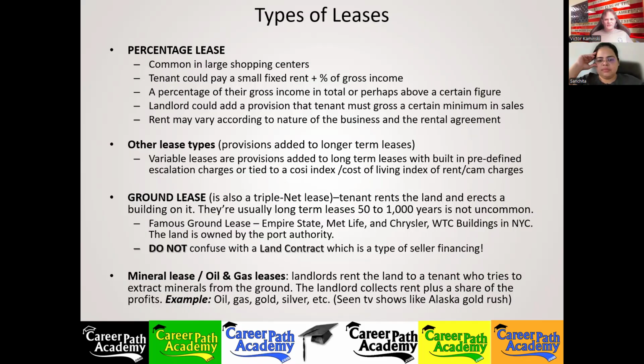That's where you're renting the land and you're constructing a building on it. And then we have mineral leases, sometimes referred to as subsurface rights, or oil and gas leases, where the landlord rents the land to somebody and they get a percentage. It's kind of like a percentage lease. They get a percentage of the profits from whatever is extracted out of the ground that's profitable, right? Gold, silver, oil, gas, what have you.